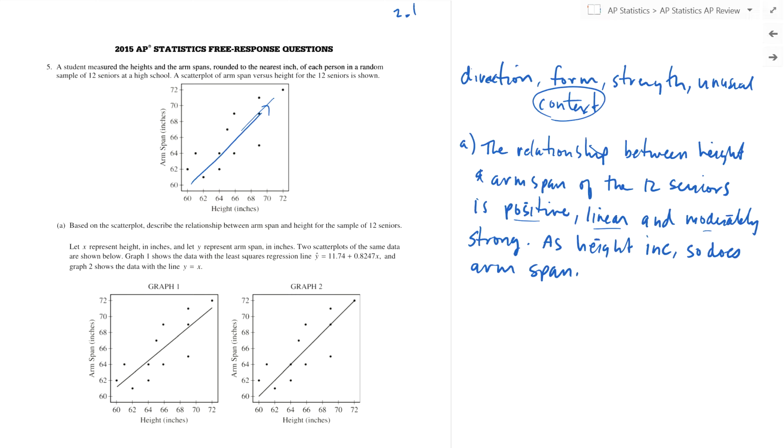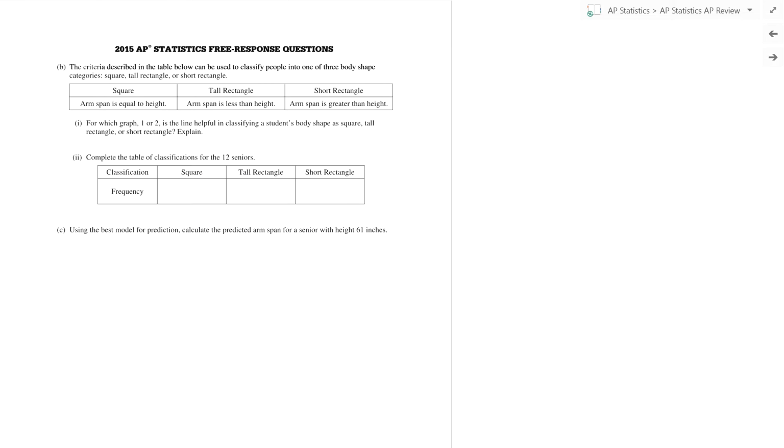Okay, x represents the height in inches, y is arm span, two scatter plots. Graph 1 has the least squares regression line, which is that guy, so that's the best fit line. Graph 2 has the line y equals x. We're going to go to the next page, and it's going to talk about square people, rectangular people, and things like that. And we're going to refer back to here, so we'll go back and forth. Let's see if we can go forward to the next page.